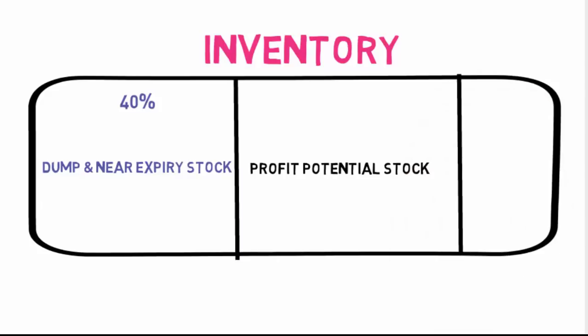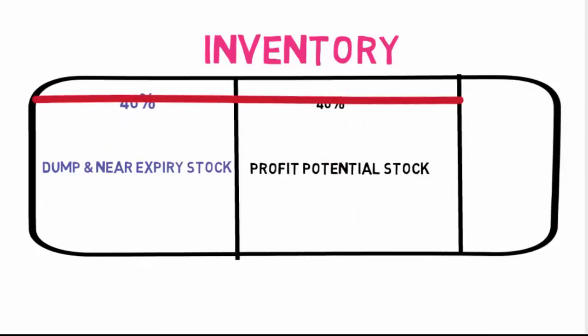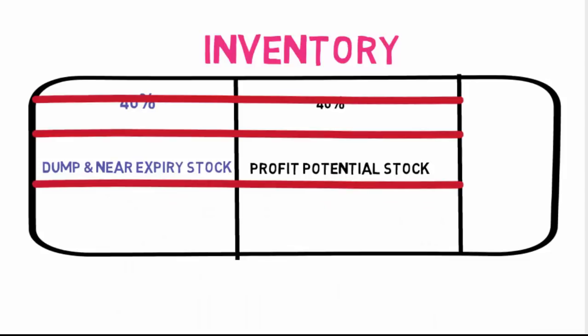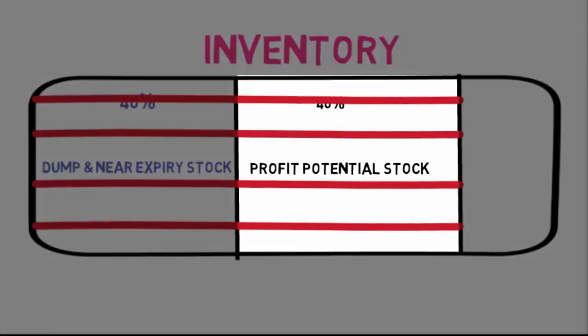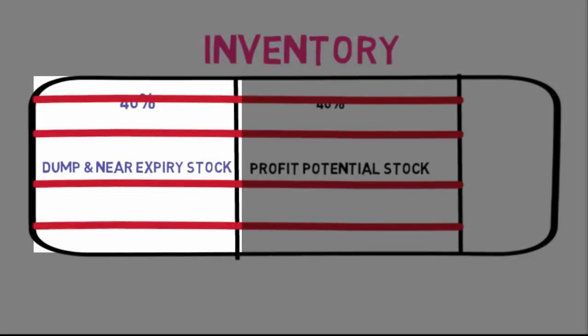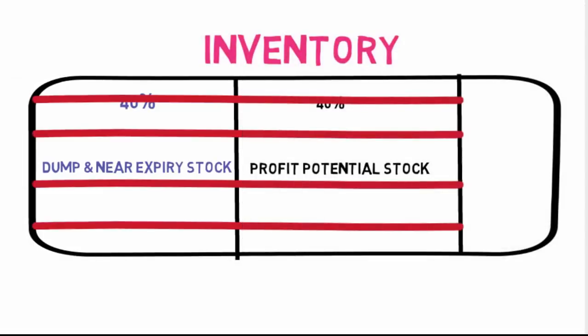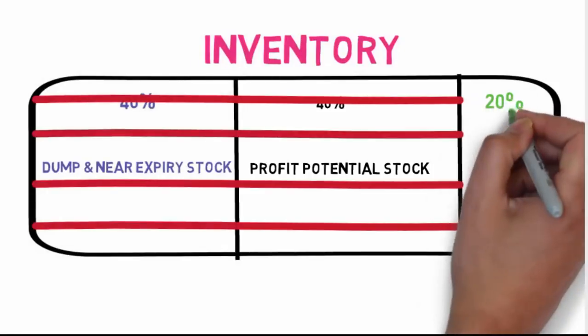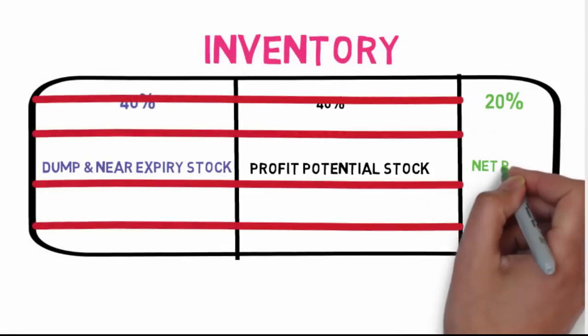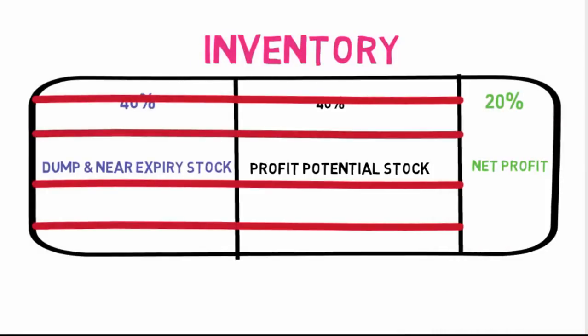Now 40% of this profit potential stock starts to get affected by dump and near expiry stock, because the revenue that we are making from this stock is getting incurred in the maintenance of this dump and near expiry stock, and that's why 40% of profit potential stock starts to get affected. The rest 20% becomes the net profit, and that 20% is used to run the business.